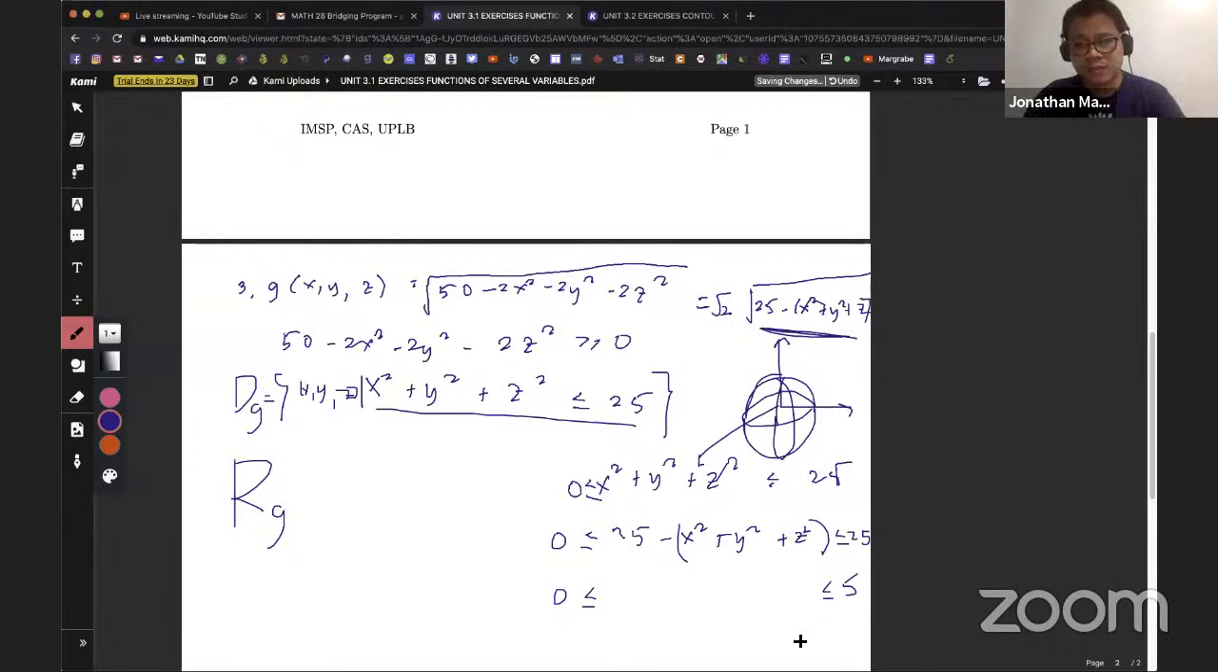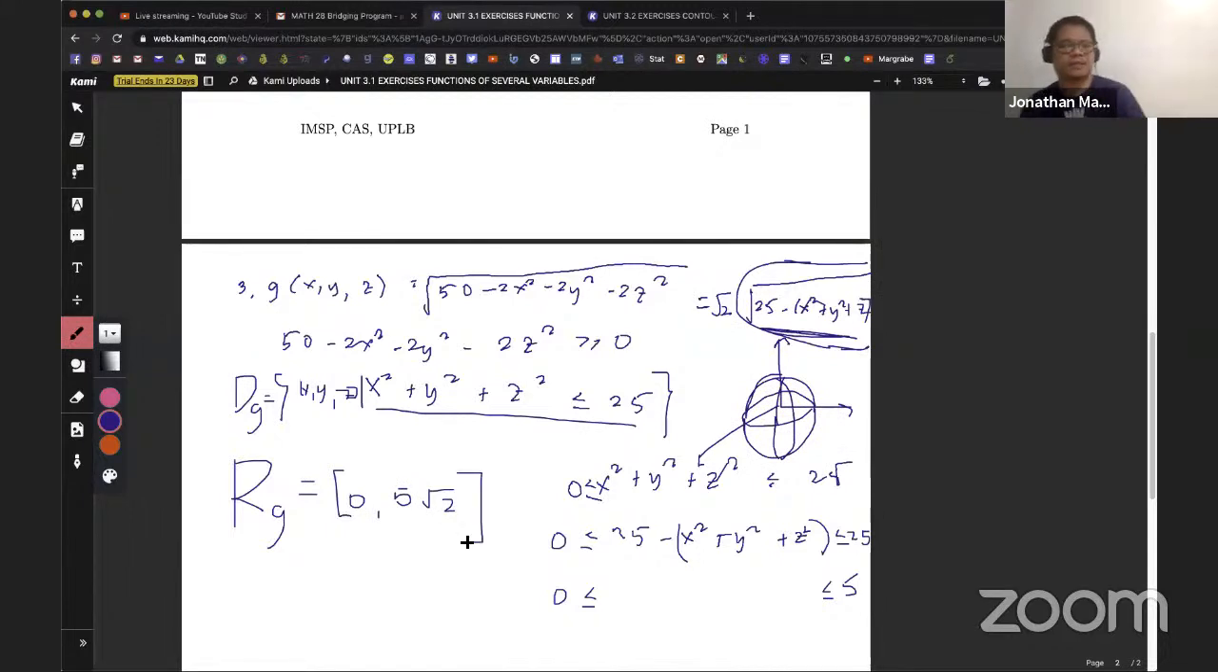So this one will constitute the range of the function, meaning to say this expression, the one I encircled, will take any value from 0 to 5. If you multiply it by square root of 2, you will get 0 to 5 square root of 2. And that will constitute the range of the function. The range of the function is the closed interval 0 to 5 square root of 2.